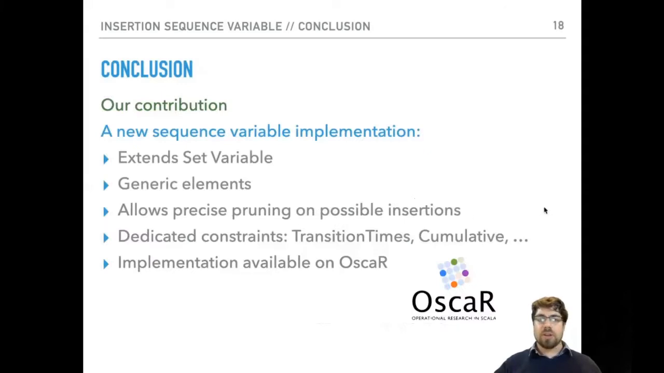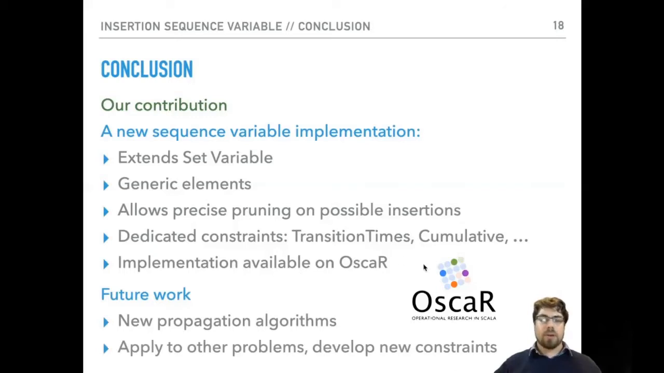So in conclusion, we presented a new sequence variable with an implementation. So this implementation is generic. It allows precise pruning on possible insertions, and we also implemented several constraints for this implementation of the sequence variable. So the implementation is available on the OscaR solver.